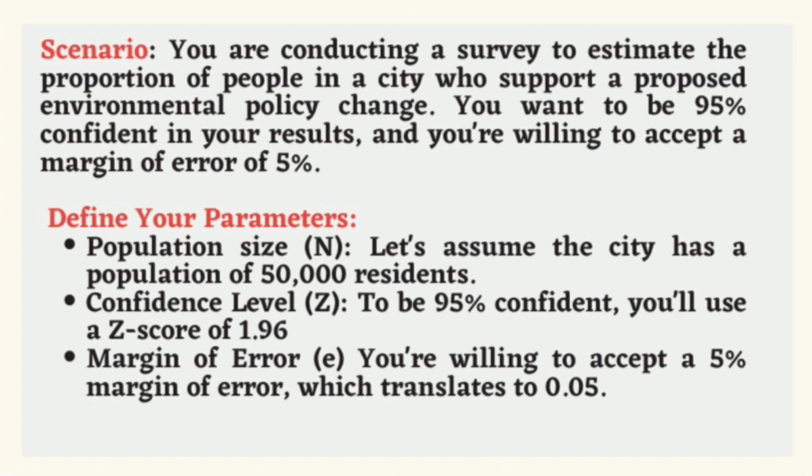To understand the topic further, here is a scenario. You are conducting a survey to estimate the proportion of people in a city who support a proposed environmental policy change. You want to be 95% confident in your result and you're willing to accept a margin of error of 5%. Let's assume that the city has a population of 50,000 residents. To be 95% confident, you use the Z-score of 1.96 based on the standard normal distribution tables. You're willing to accept a 5% margin of error, which translates to 0.05.